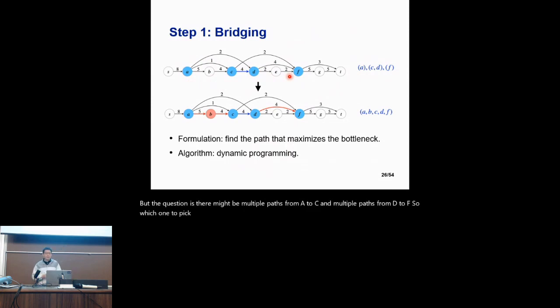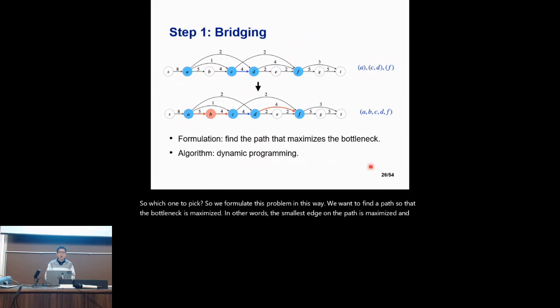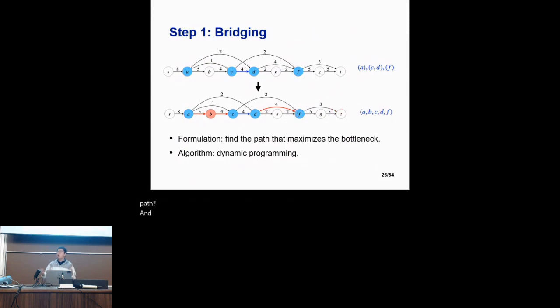So we formulate this problem in this way. We want to find a path so that the bottleneck is maximized. In other words, the smallest edge on the path is maximized. And that formulation can be solved efficiently by a dynamic programming algorithm. So after bridging, this multi-end phasing path becomes a simple path, right? Or single-end phasing path. And those types of single-end phasing paths can be handled by the phase-preserving graph decomposition.